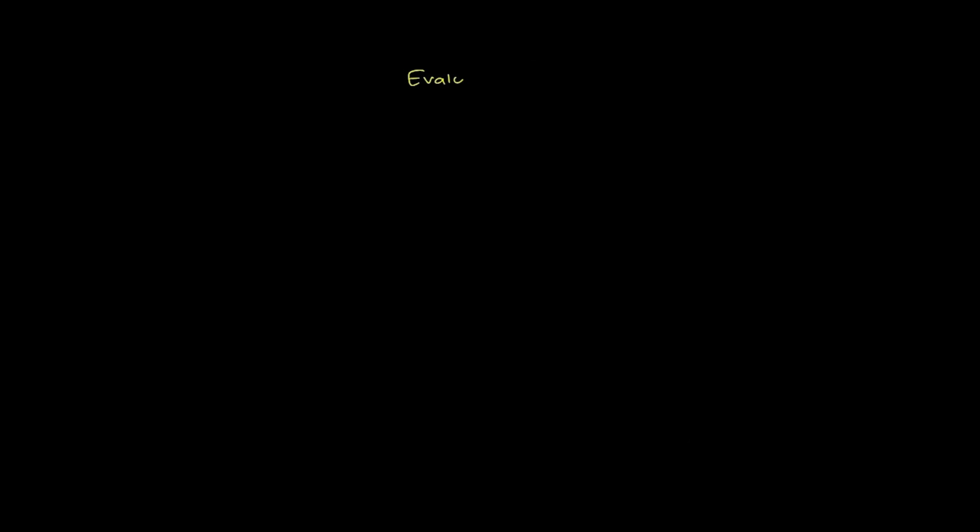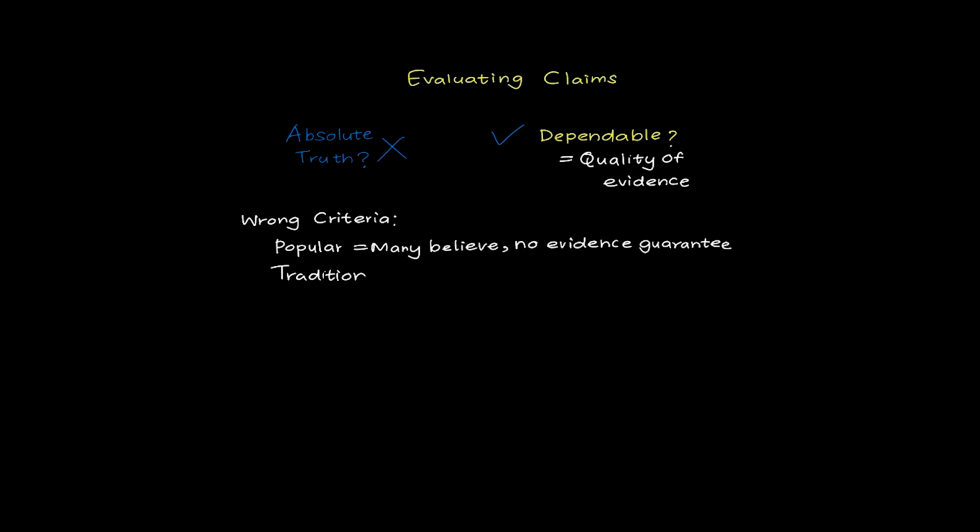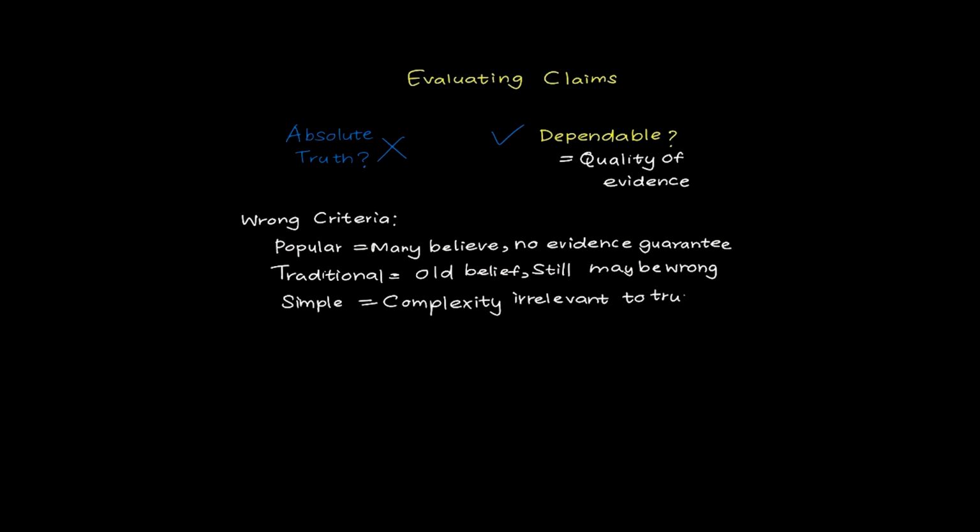Brown and Keeley make an important point. Establishing the absolute truth of most claims is nearly impossible. So what should critical thinkers ask instead? Whether claims are dependable. Dependability is a function of evidence quality. You're asking if the claim is supported well enough to rely on it. Popularity doesn't determine validity. Widely accepted claims may lack good evidence. Tradition doesn't establish dependability either. Long-held beliefs can still be unsupported. Simplicity isn't a criterion. Complex claims may be well supported, while simple ones may not be.